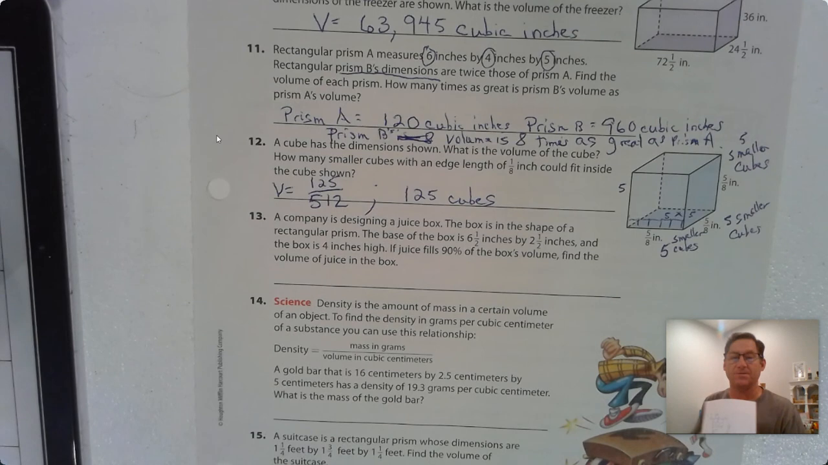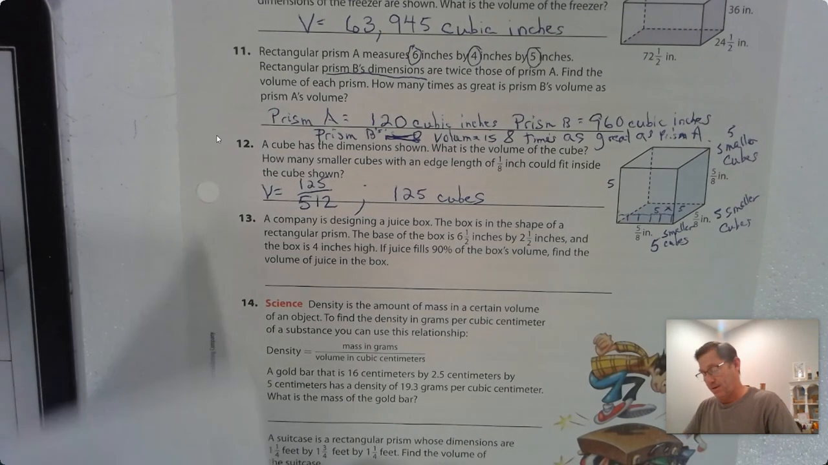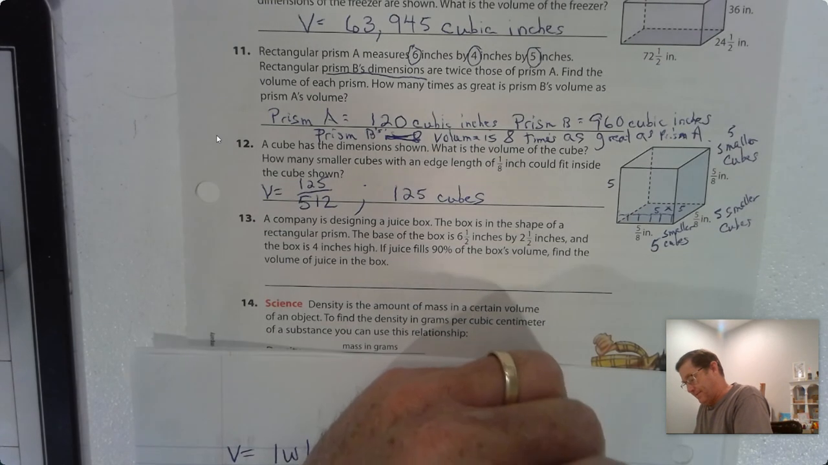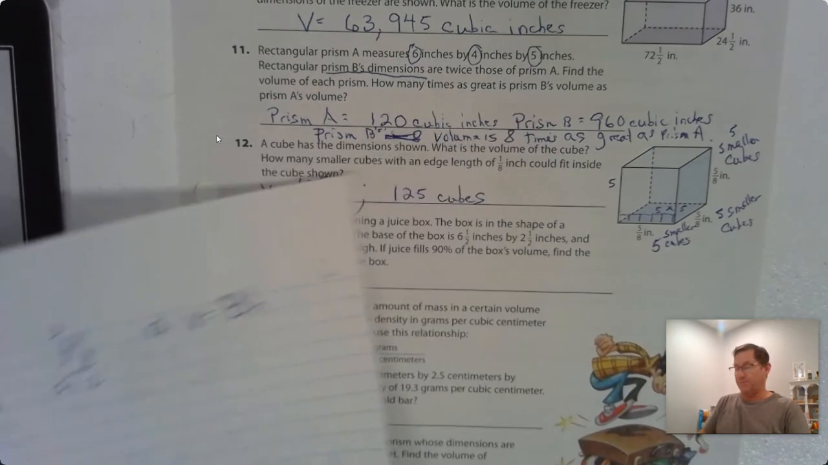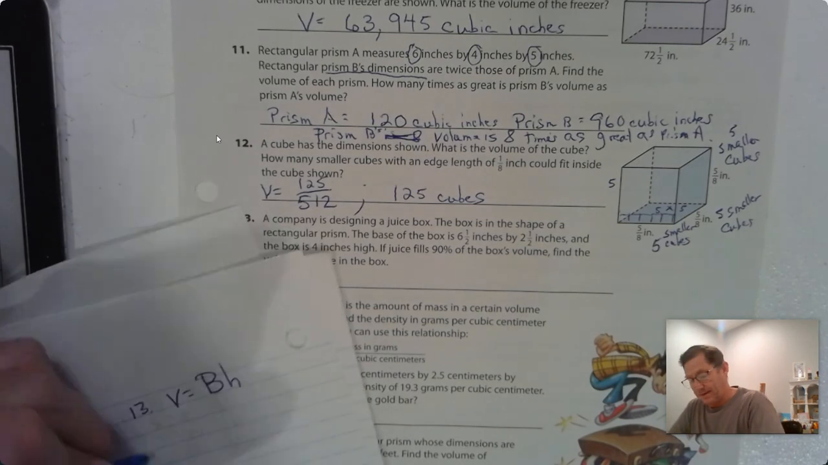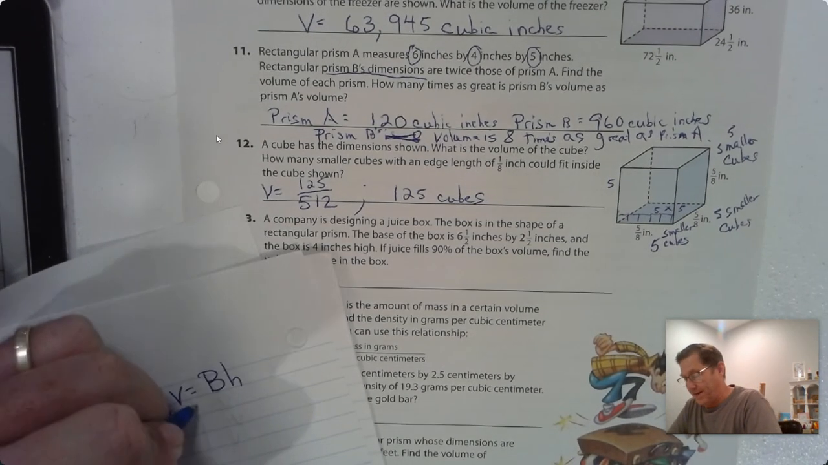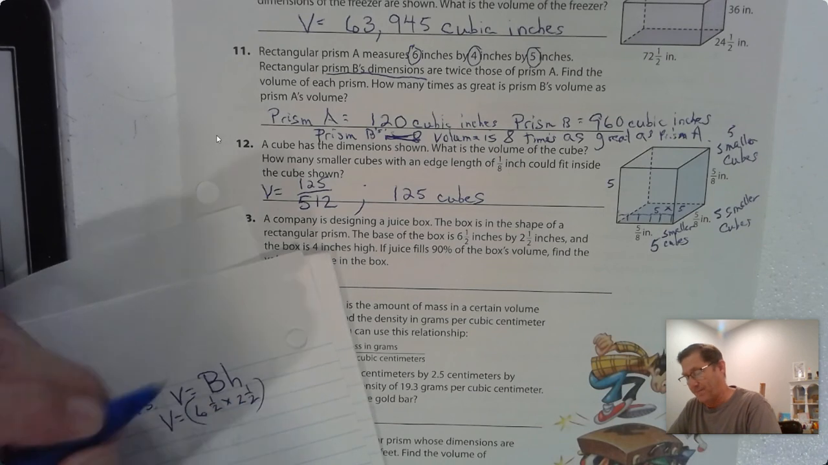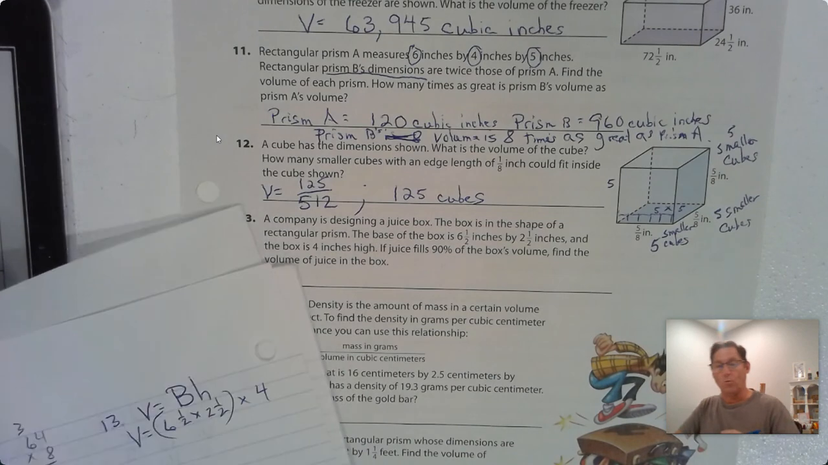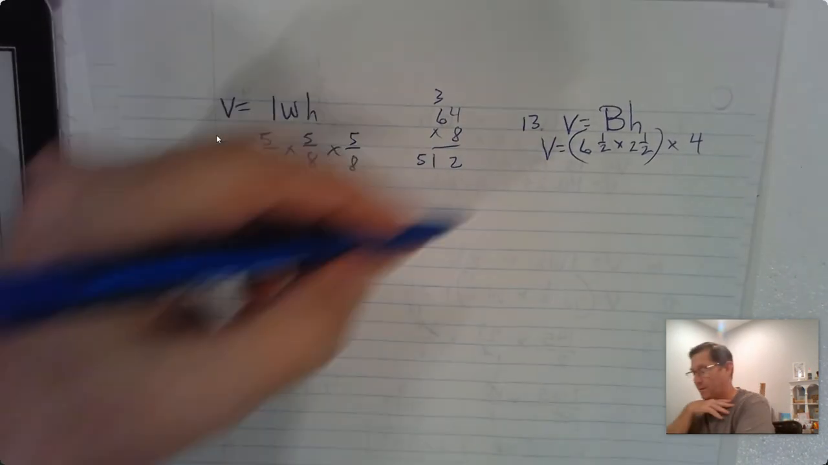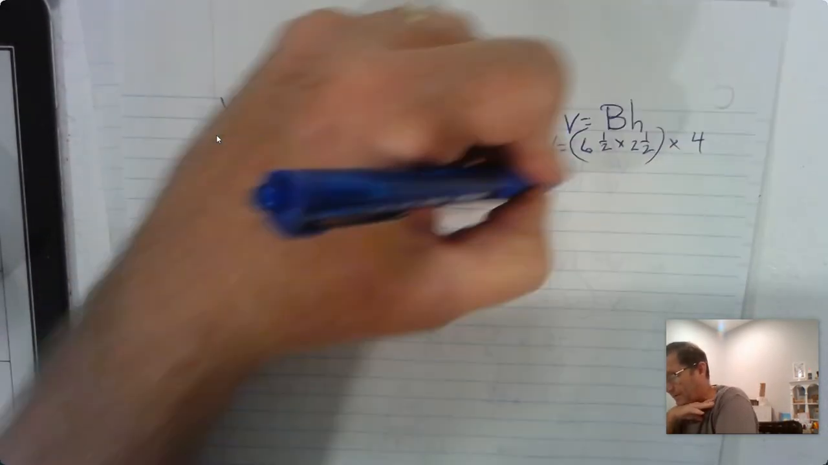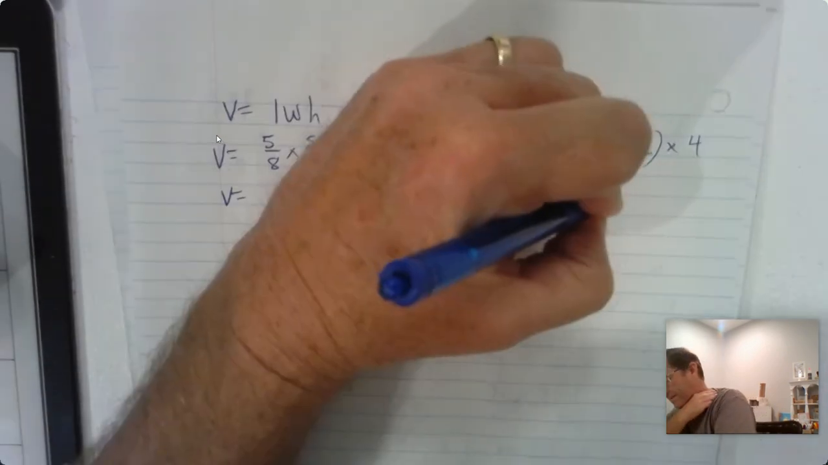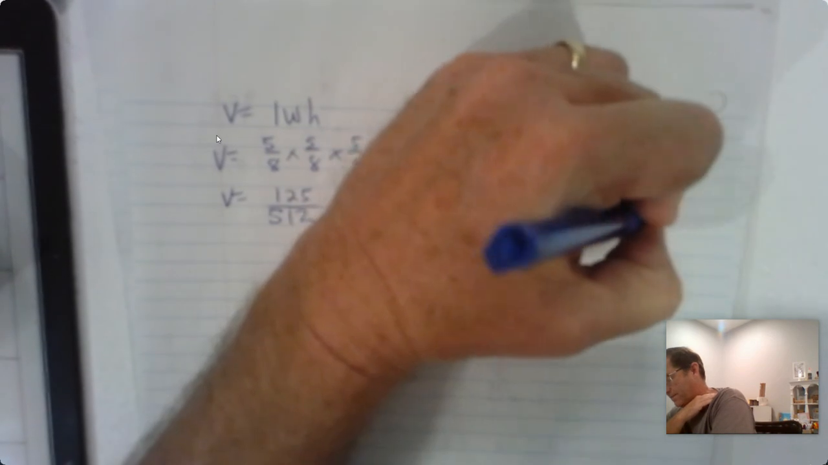All right, so first thing we need to do is find the volume, right? So in this case, they're giving us the dimensions of the base. And so the base is 6.5 by 2.5, and the height is 4. Okay. So 6.5 is the same as 13 halves, and 2.5 is the same as 5 halves, and 4 is the same as 4 over 1.